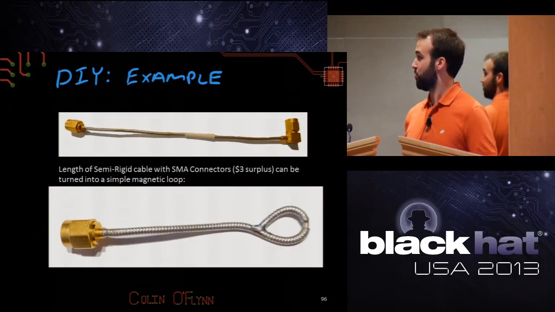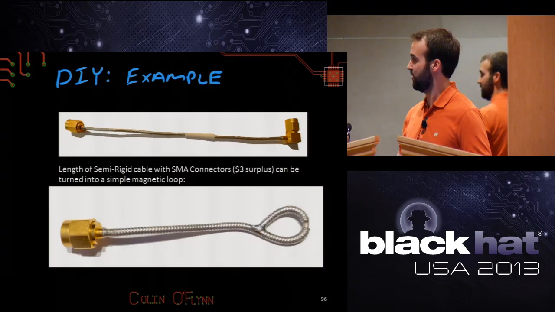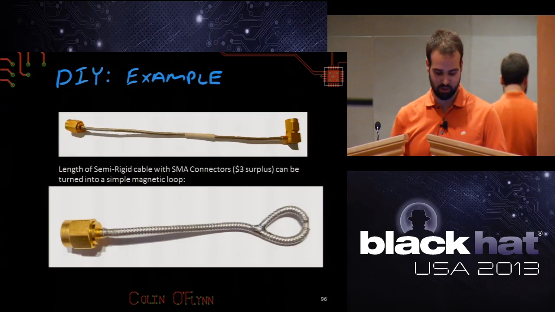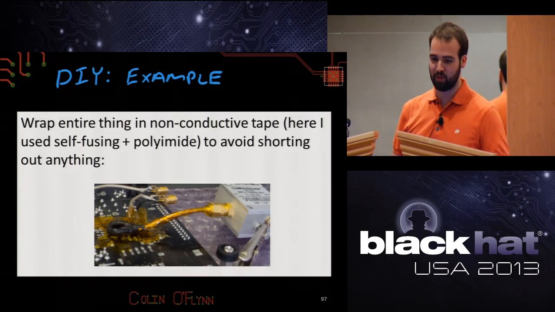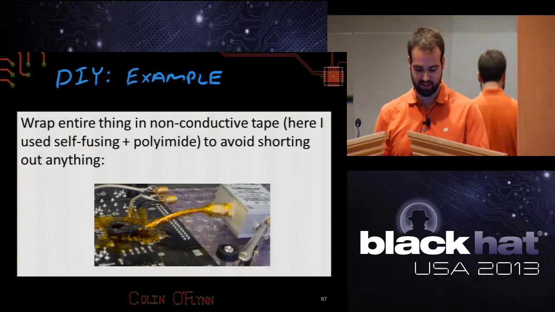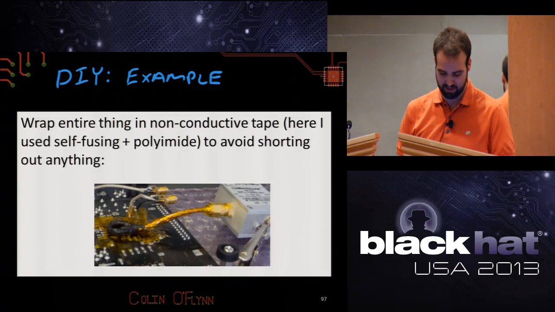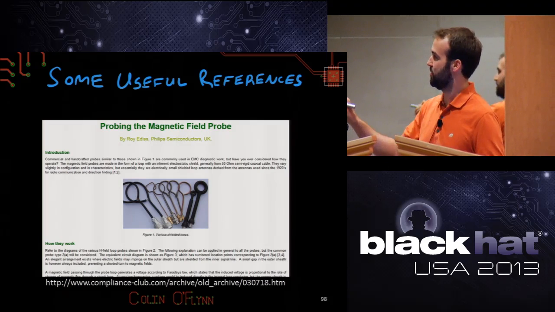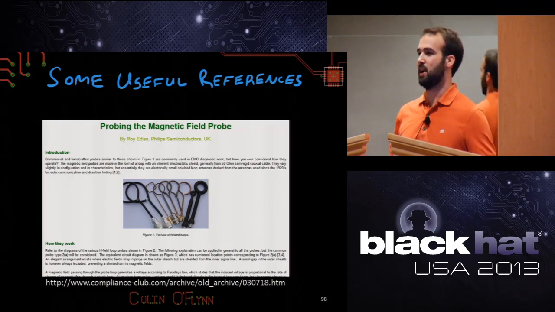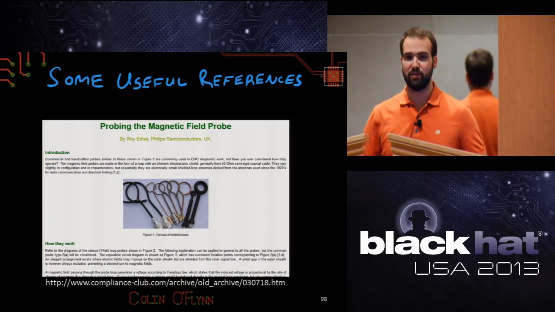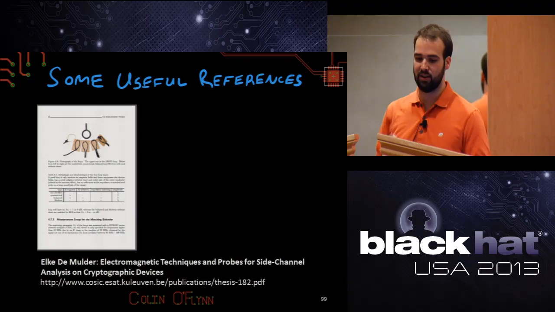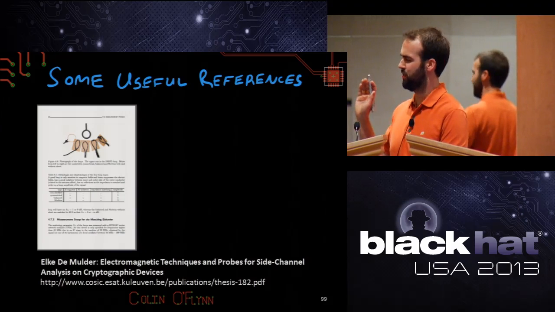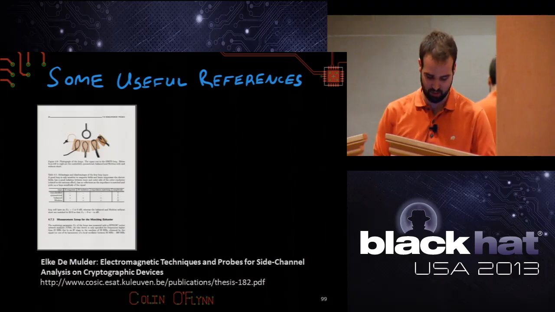But what you can do instead is spend $3 on this cable, and you can make a little loop here, and you cut a slot in it, and you have a pretty good magnetic field probe. You probably want to wrap something around it so you don't short out whatever you connect it to, or you could use Plasti-Dip if you wanted something nicer. And all the theory from that comes not from something I made up, but from this reference here on probing the magnetic field. This guy has actually done research into how well the different types perform. And there's even someone who has a thesis on using your own probes for side channel analysis. So the point is, you don't have to buy one. You can very easily make one that's just as good as what you buy.